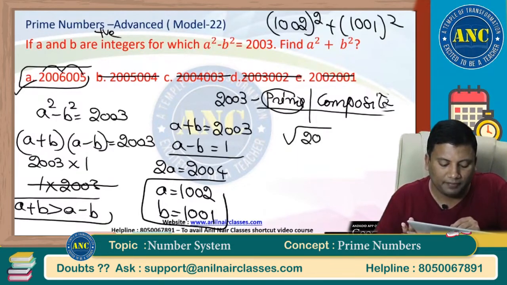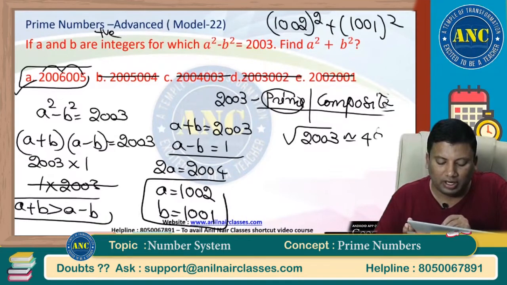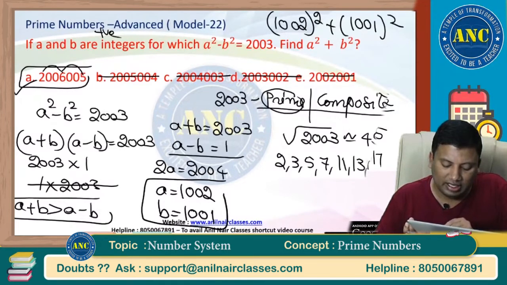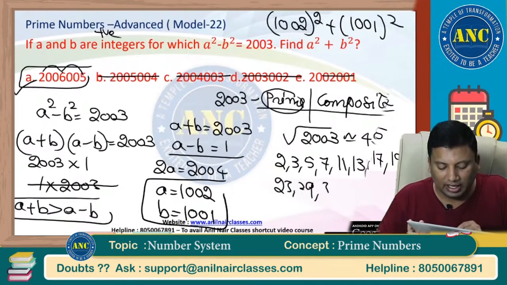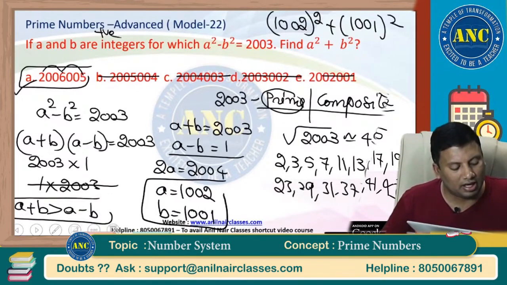You can also cross check. 2003 is closer to 45, so write all the prime numbers less than that: 5, 7, 11, 13, 17, 19, and check. Don't waste your time, because the answer options do not have something like A and B; otherwise, we would have got multiple cases. This is not possible. Idea clear?